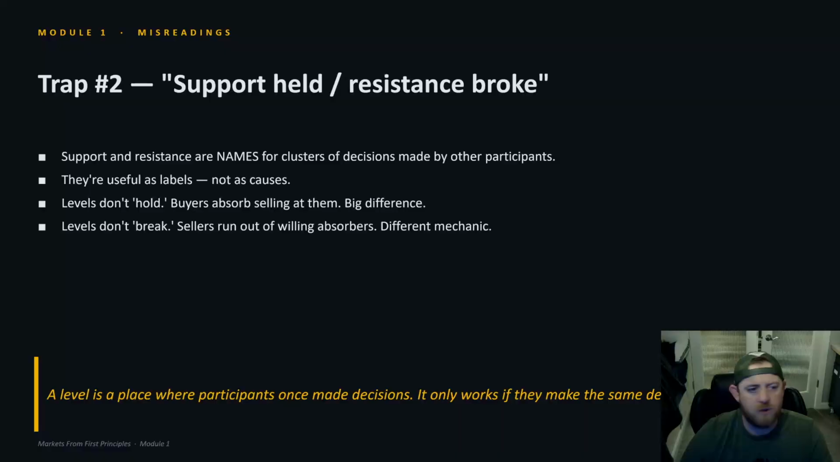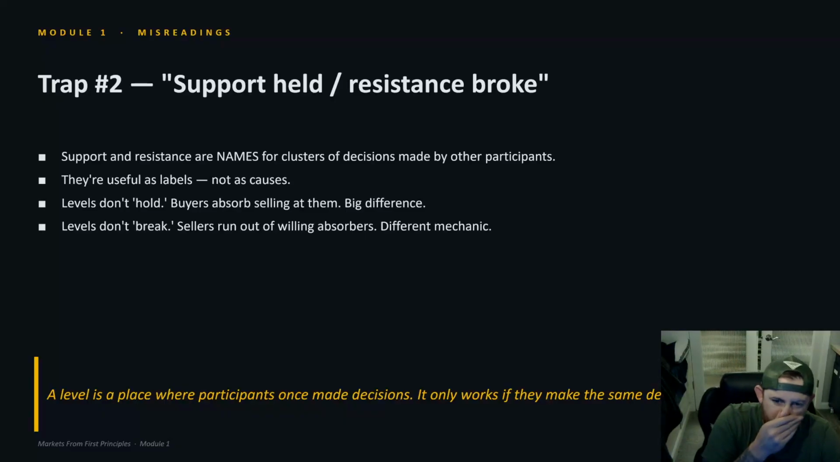Okay. This is another one you're going to use all the time. I say it, I mean something else by it, but it's shorthand. The support held, resistance broke. So like support or resistance held, support resistance broke. That is just a generalized term, a name that we are overlaying on a price point where a bunch of entities are clustered together agreeing that this is a price worth paying attention to. Good label, not a good cause.